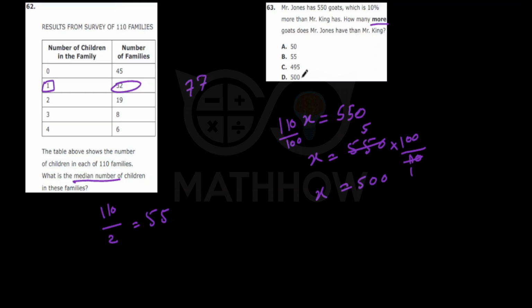The correct answer is not option D. Subtracting 500 from 550, this will be 50. So Mr. Jones has 50 more goats than Mr. King has. So the correct answer is option A.